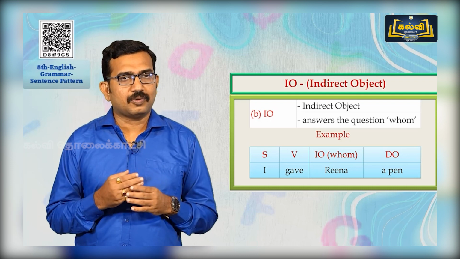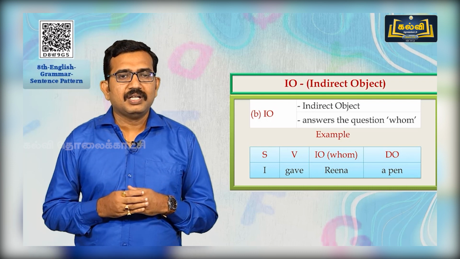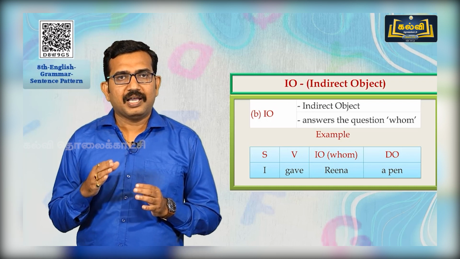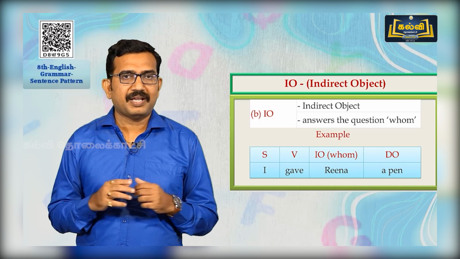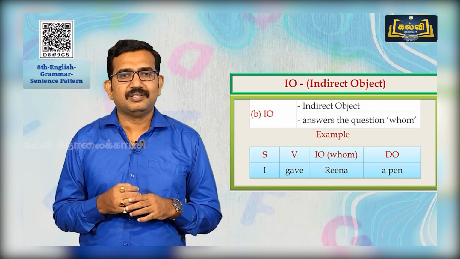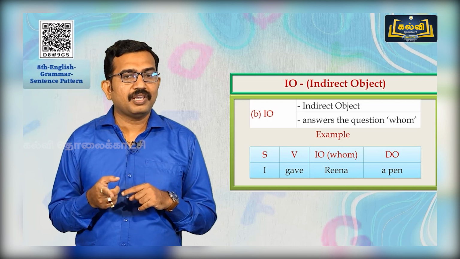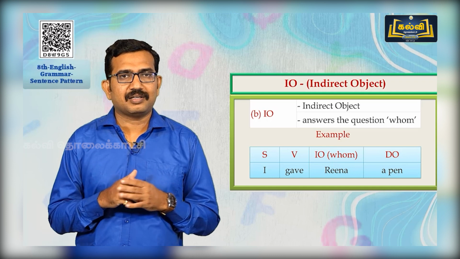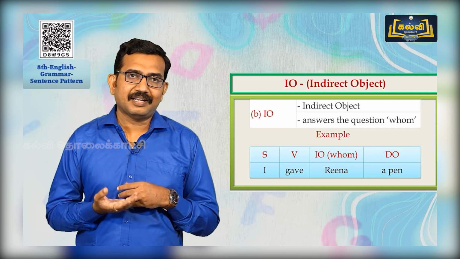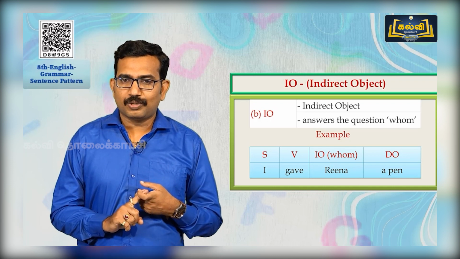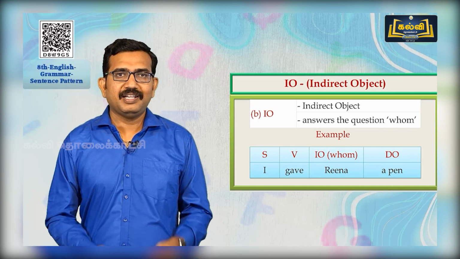So next one is indirect object. It answers the question whom. The examples are subject, verb, IO and DO will take a pattern. I gave Reena a pen. So whom did you give to? It's Reena. So whom comes under indirect object. What did you give? It's a direct object, a pen. So remember what is for direct object and whom is for indirect object.